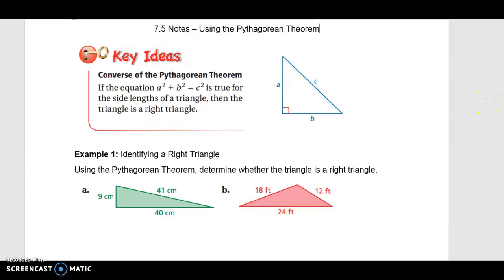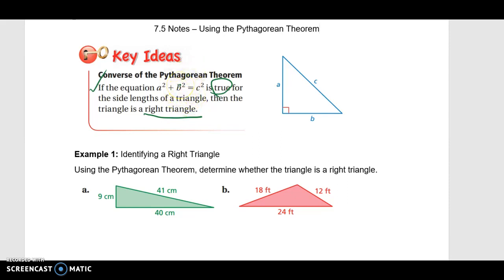So today we are going to be talking about using the Pythagorean theorem, and then we're also going to be talking about the distance formula. So just like what we know about the Pythagorean theorem, if the equation a squared plus b squared equals c squared is true for the side lengths of a triangle, then the triangle is a right triangle. So this is the Pythagorean theorem formula.